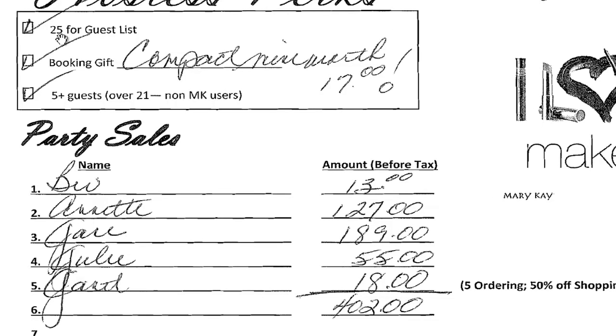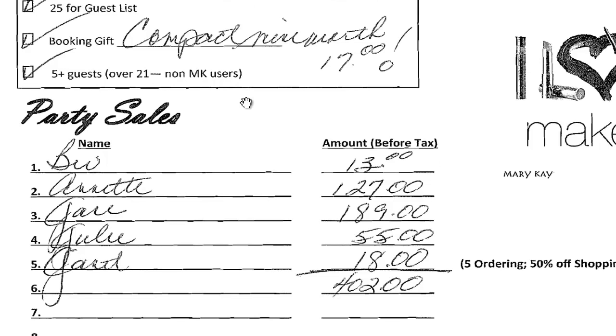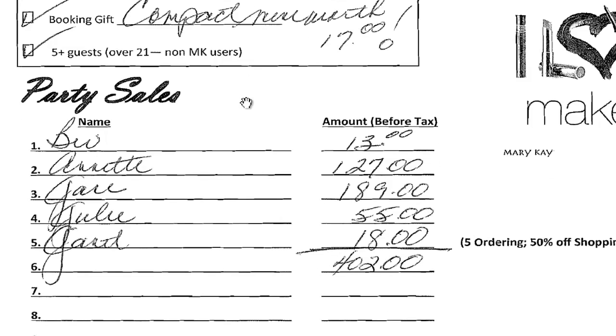So let's go ahead and take a look at this. Sally did get $25 in credit for the guest list here. She also got a booking gift. The booking gift that I gave her for this party, the retail value on that product was $17. She got the compact mini that was unfilled. She also had 5 guests there who were over 21 and not currently Mary Kay users. You can see the 5 guests that were here.